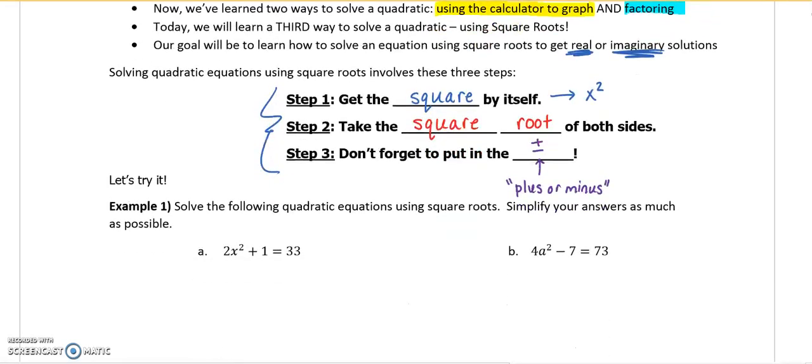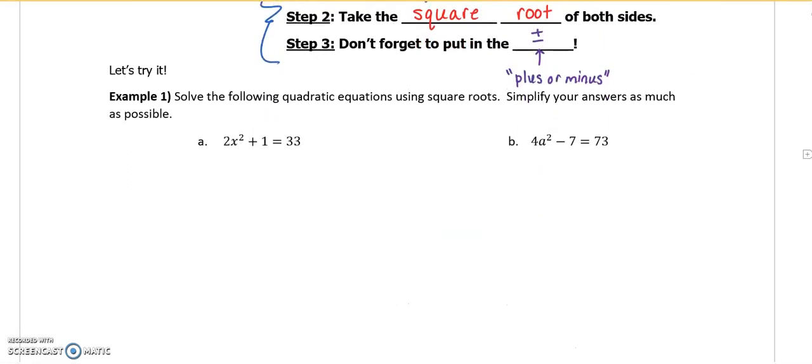Alright, so let's try a couple. Example 1, it says solve the following quadratic equations using square roots. So we're going to always tell you which method to use, so just make sure you use that method. Okay, we're going to use square roots here. Simplify your answers as much as possible. So I'm going to take a look at letter A. It says 2x squared plus 1 equals 33. So remember the first step.